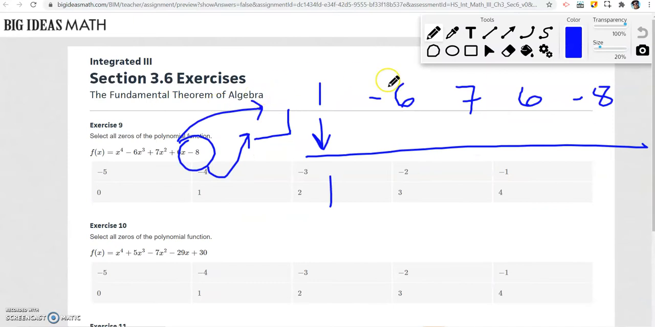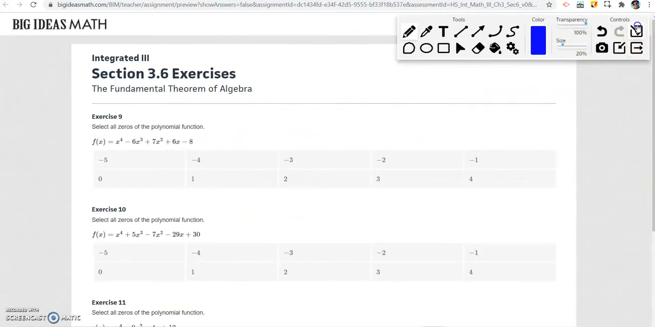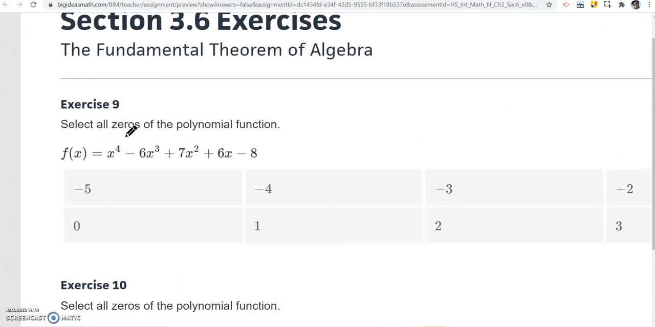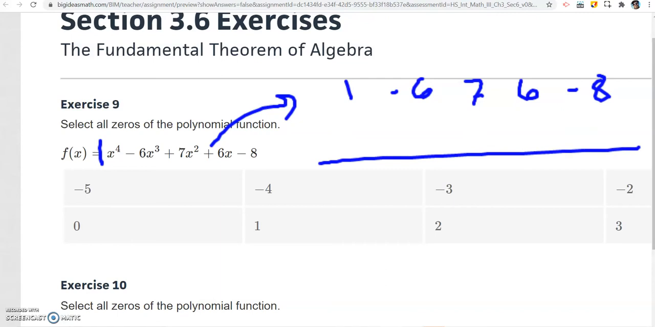Whoops. Let's clear that off and start fresh. All right. 1 is right there. So our coefficients would be a 1, -6, 7, 6, -8. Whoa. Okay, and then we'd have a number in the box.